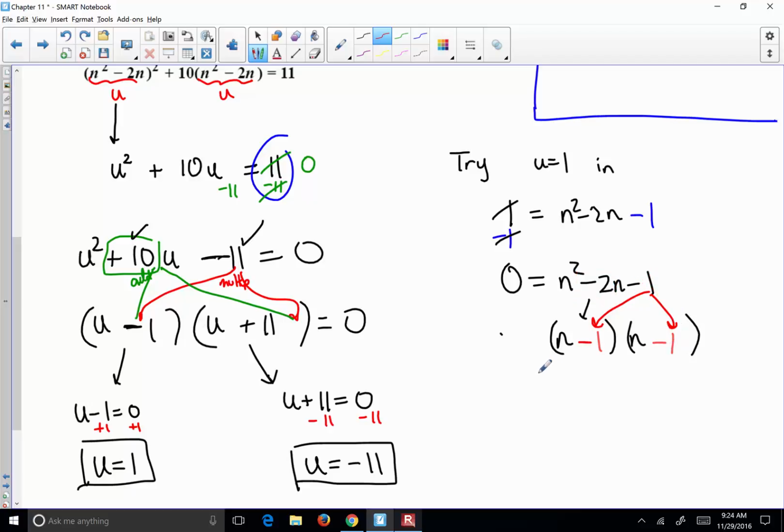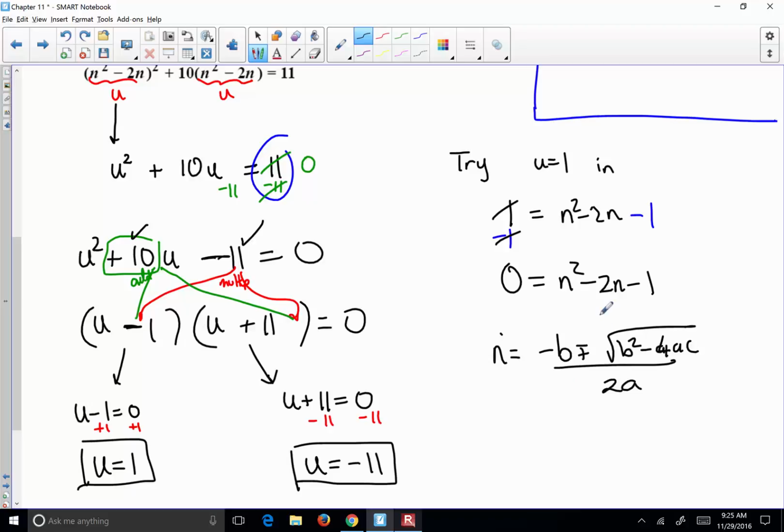So I quit. Factoring is not working this time. I'm out of luck. So what shall we do? We will do the quadratic formula. Assign ABCs, substitute, solve, find out. So B is minus 2, right? This is B, this is C, here is A. Oh, it's absent, that means it's 1.